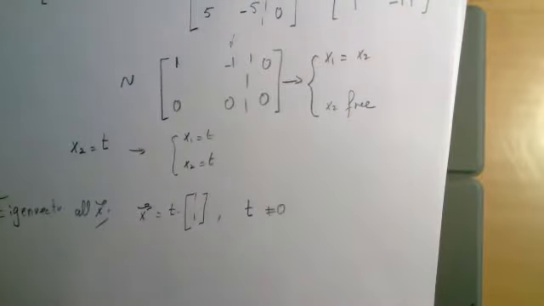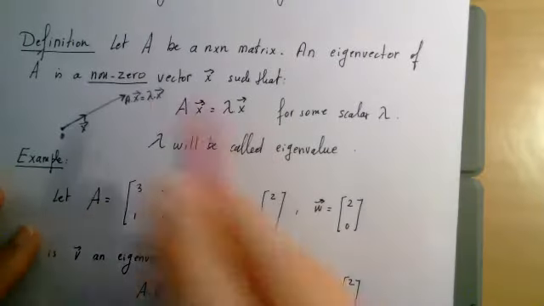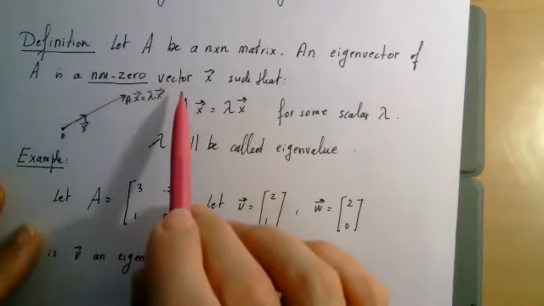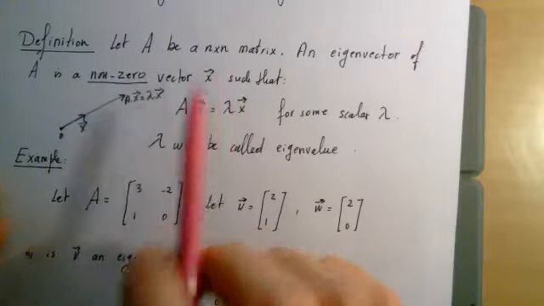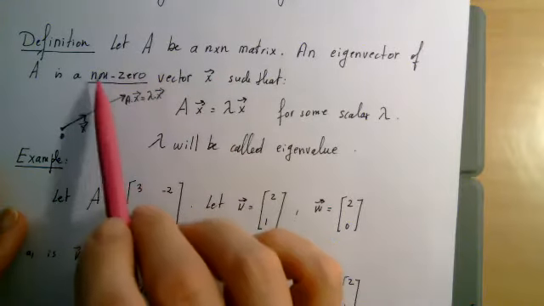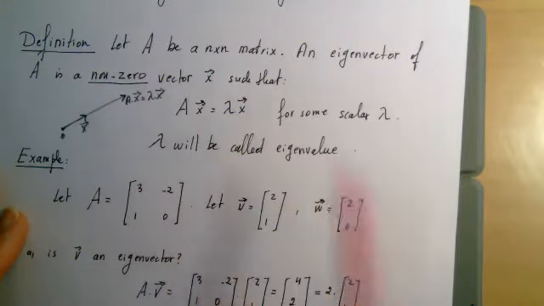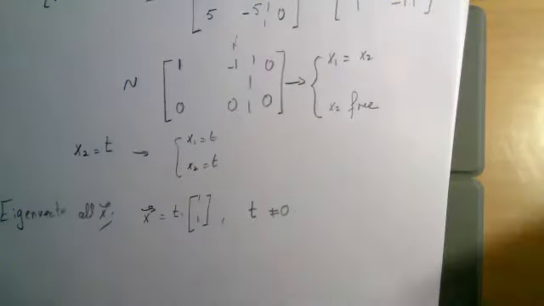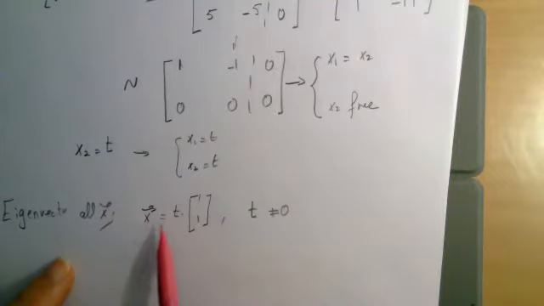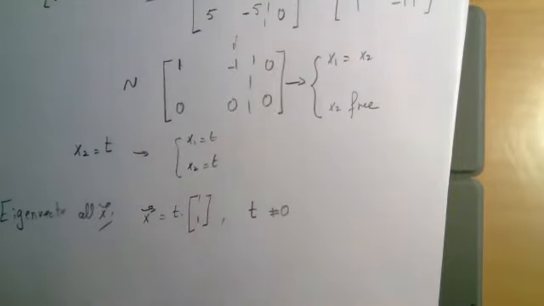Why is T different from 0? The definition of an eigenvector is a non-zero vector that satisfies this. So eigenvectors are the non-zero vectors such that AX equals lambda X. So the 0 vector is not considered an eigenvector. The eigenvectors are everything of the form T times (1, 1), where T is different from 0.